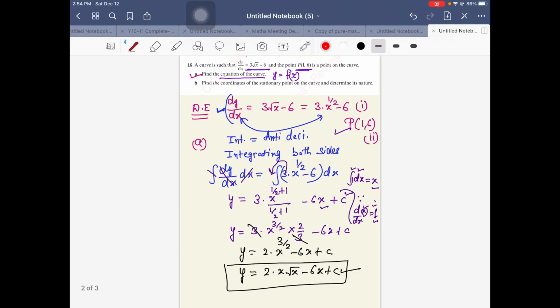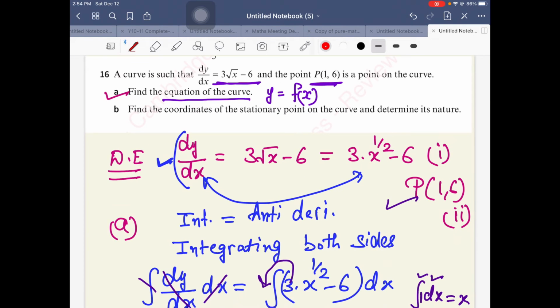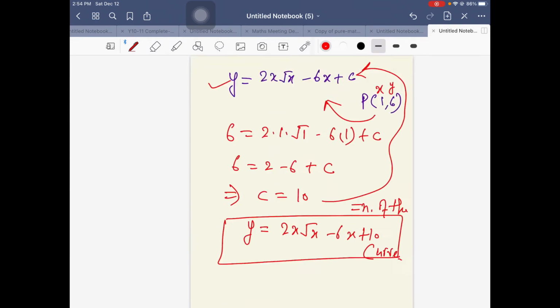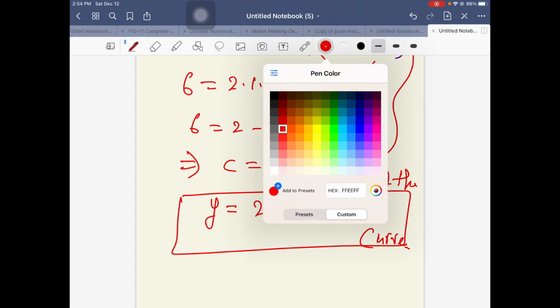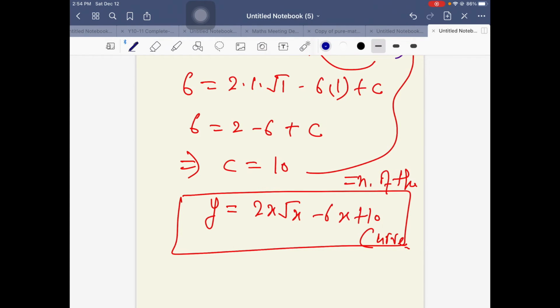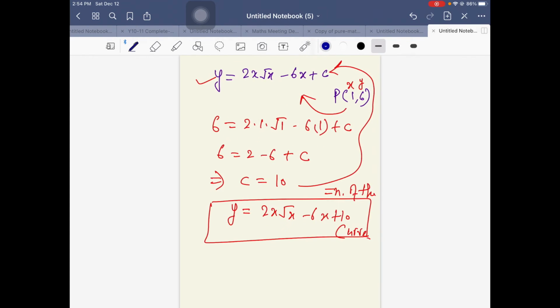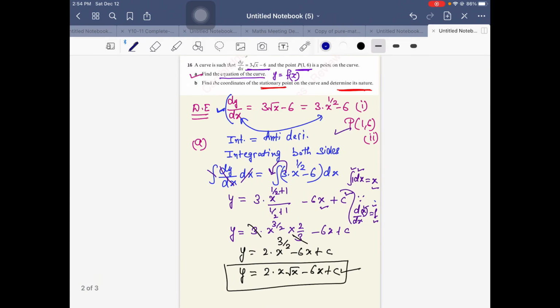So again, the A part was to find the equation of the curve. Now we're going to start the B part. The B part is asking for the coordinates of the stationary points, or critical points, and the nature of those points. Very simple. Now we have the equation of the curve. In the B part, to find the stationary or critical points, we just need to take the derivative, right? If I take the derivative of this one, it should be the same as this one.